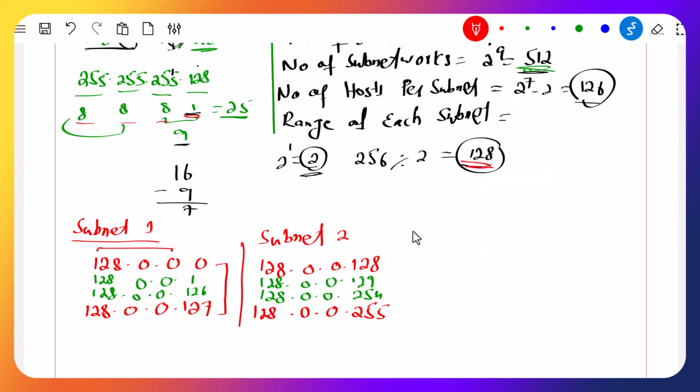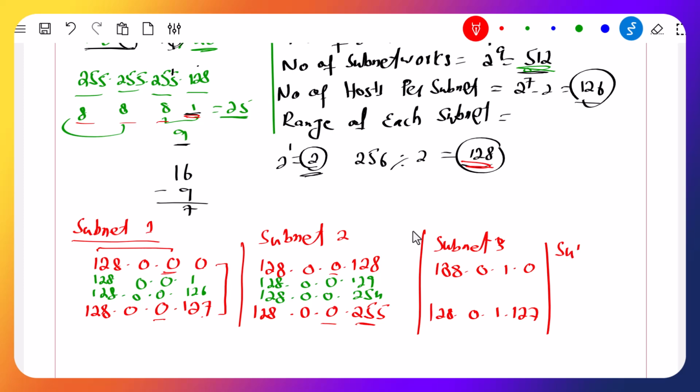Very simple. You can see here my 0 is one network, again 0 is one network. Okay, because from 0 onward we need up to 255. So my subnet 3 will start from 128.0.1.0 to 128.0.1.127, and subnet 4 from 128.0.1.128 to 128.0.1.255. You can see here 1 has two subnetworks, and here 0 had two subnetworks.